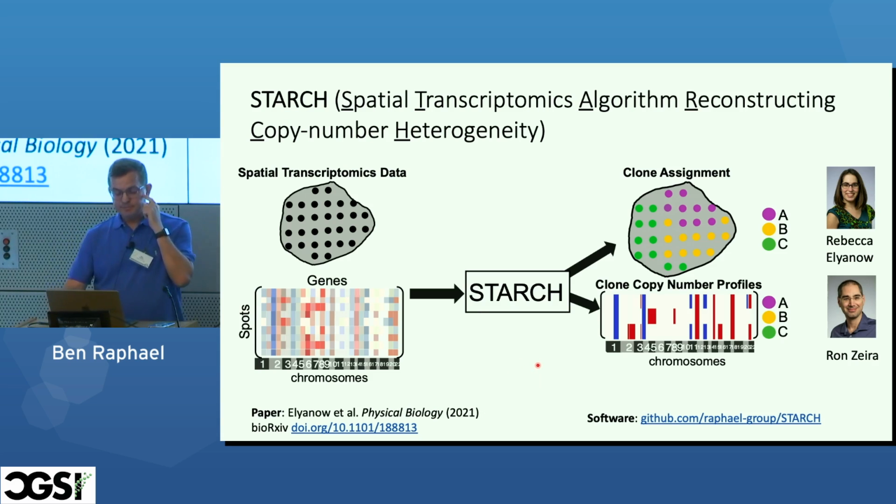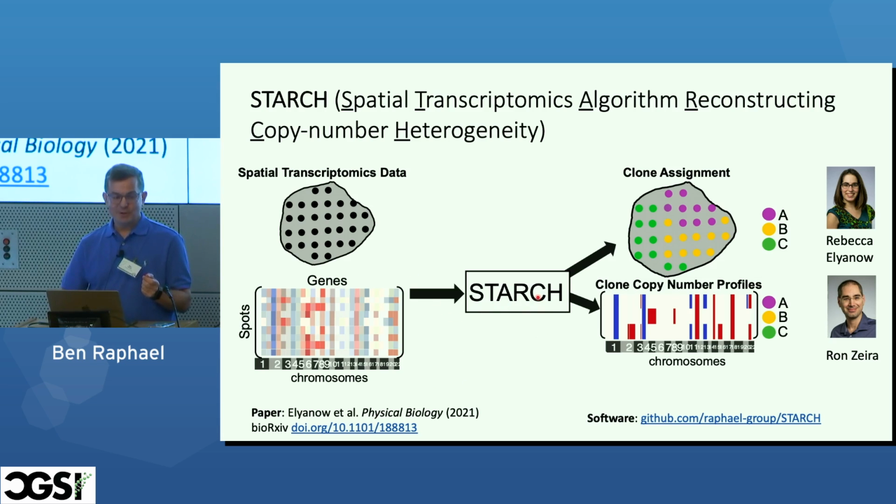And a couple of years ago, we developed a method called STARCH to identify copy number aberrations from spatial transcriptomics data, work of a former PhD student, a former postdoc, and I actually described this a little while ago at CGSI. And I think I pulled the slide because I didn't know I'd talk so fast.